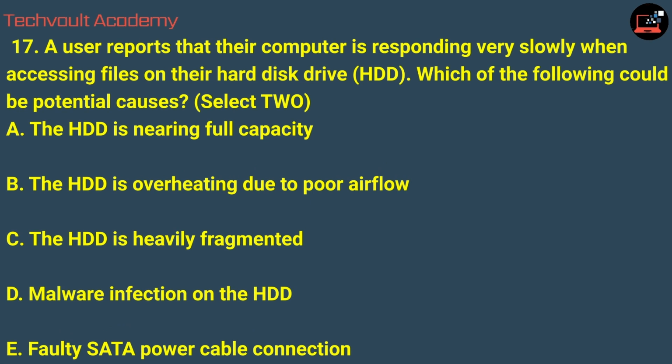17. A user reports that their computer is responding very slowly when accessing files on their hard disk drive, HDD. Which of the following could be potential causes? Select 2. A. The HDD is nearing full capacity. B. The HDD is overheating due to poor airflow. C. The HDD is heavily fragmented. D. Malware infection on the HDD. E. Faulty SATA power cable connection.